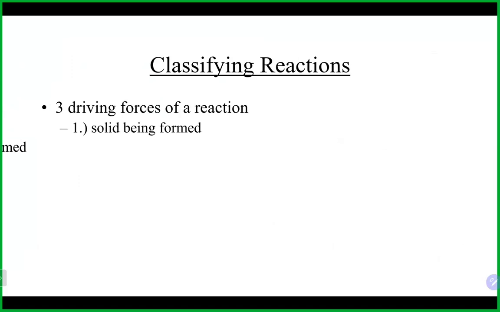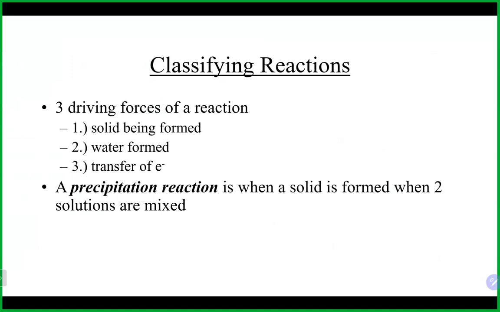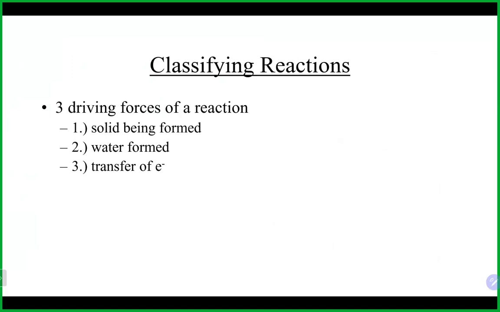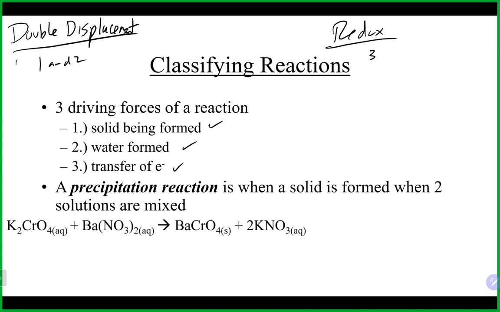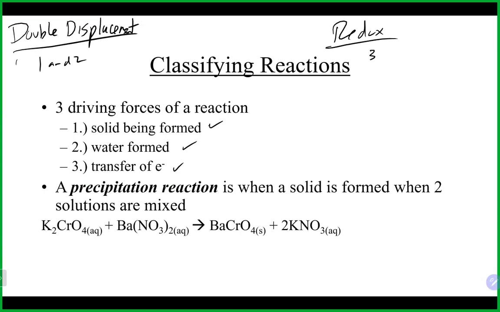All right, so let's talk about classifying reactions, now that we have an idea of the 2 big categories. Once again, our 2 big categories are double displacement, which takes care of basically reasons 1 and 2 down here in terms of why the reaction takes place, and our redox reactions, which take care of number 3 down here, which is our transfer of electrons. As we saw earlier, a precipitation reaction like the one here is a double displacement reaction.